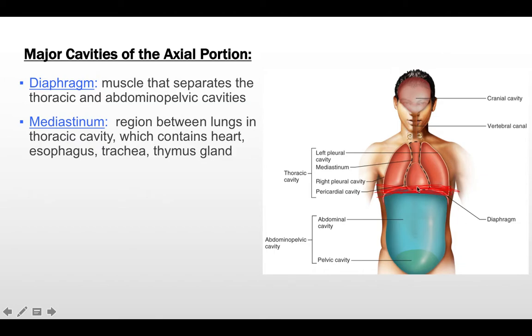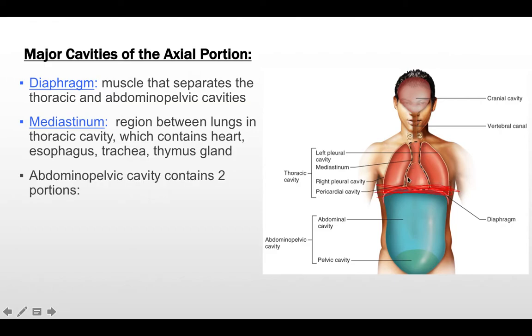There's also a vertical separator called the mediastinum. It's between your two lungs, and it contains the heart, your esophagus, your windpipe, and a couple of glands. So right here in between your two lungs, you have the mediastinum.